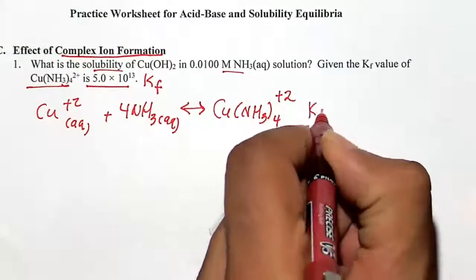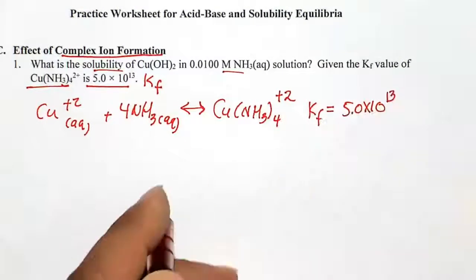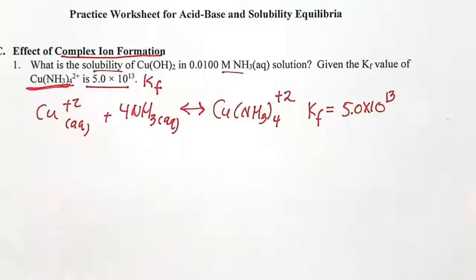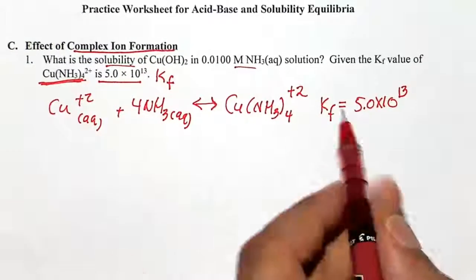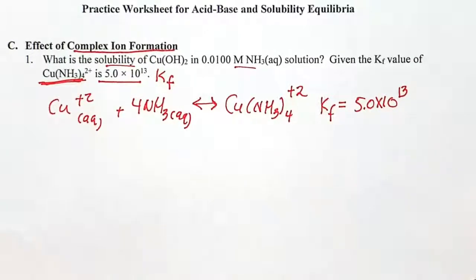The Kf value is going to be 5.0 times 10 to the 13. And when I say we'll give you this equation, you'll have to come up with the equation. You don't have to know the formula of the complex ion. So that equilibrium strongly favors the product side, 10 to the 13.